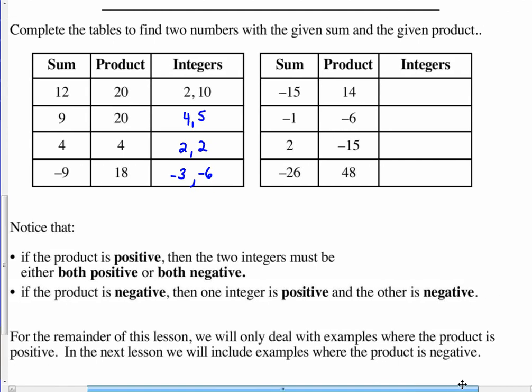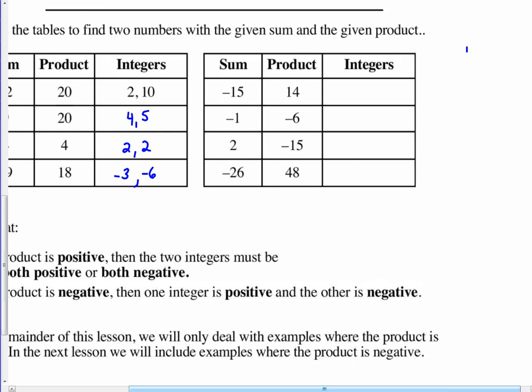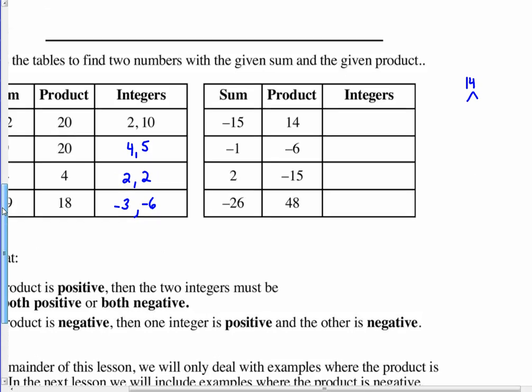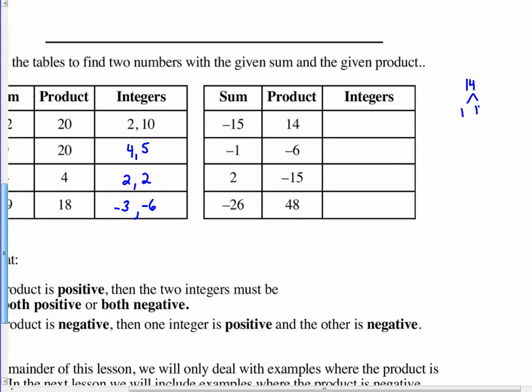Okay, sum of -15, product of 14. Now, one way you can do these is take your product, make a product tree. What are all the ways to multiply to 14? 1 times 14, 2 times 7. So which one can we actually make a sum of -15? 1 and 14, as long as what happens? Are they both negative or just one of them? They both have to be negative.